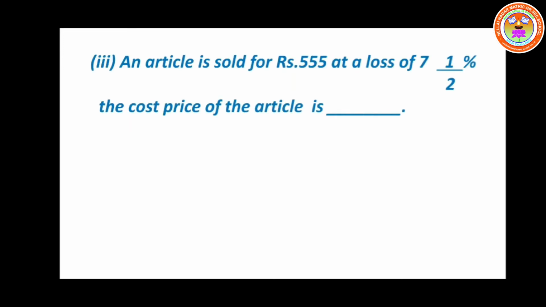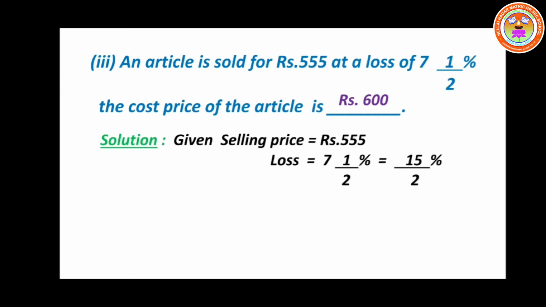Okay. Now let us move on to problem number 3, third subdivision. An article is sold for rupees 555 at a loss of 7 1/2%. The cost of the article is rupees 600. Let us see how you got the answer. Solution. Sold for rupees 555, so that is your selling price given. Selling price equals rupees 555. Loss equals 7 1/2%. Now the mixed fraction, just change it into a fraction. 7 2s are 14 plus 1, 15. So 15 by 2%.